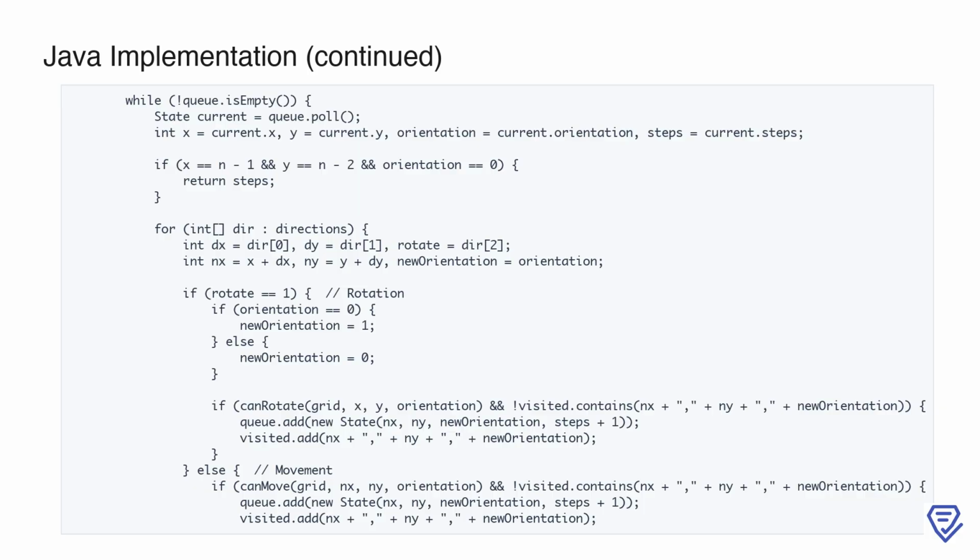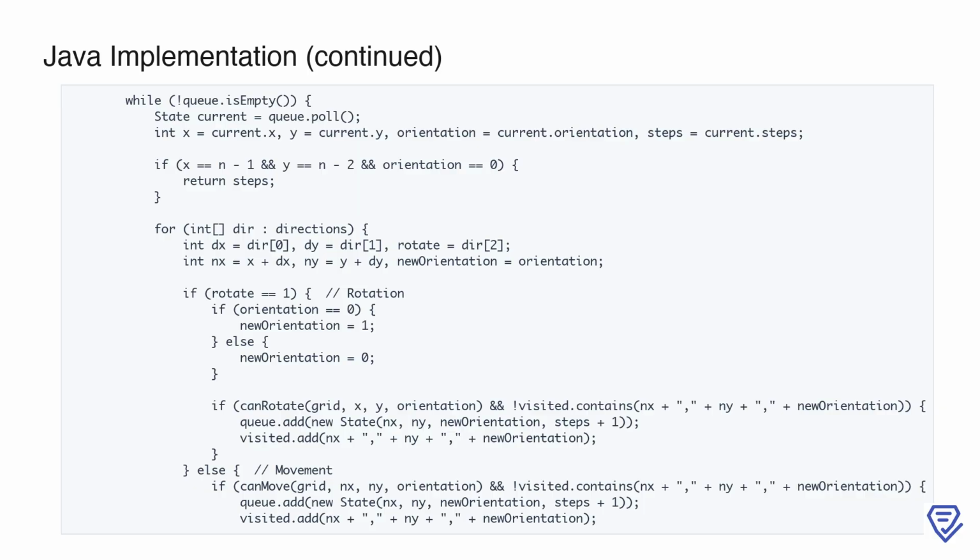For rotation, we determine the new orientation based on the current one. If the snake is horizontal, it becomes vertical, and vice versa. Before performing the rotation, we check if it is valid using the canRotate method and ensure the new state has not been visited. If the rotation is valid, we add the new state to the queue and mark it as visited.